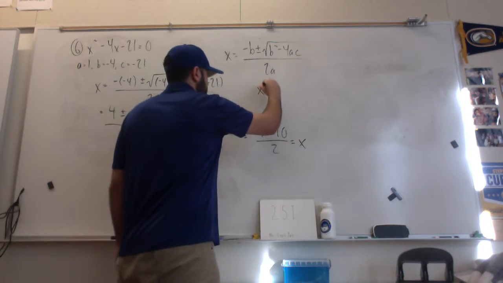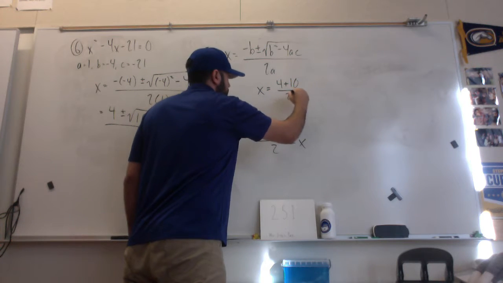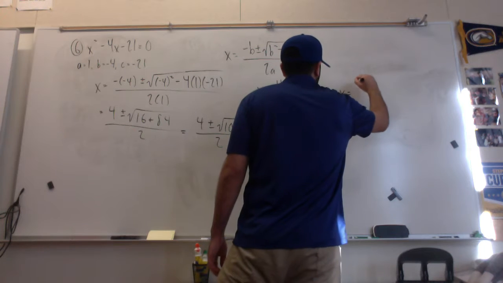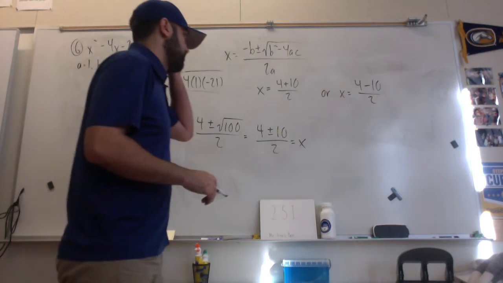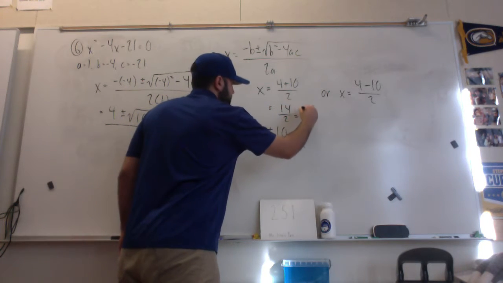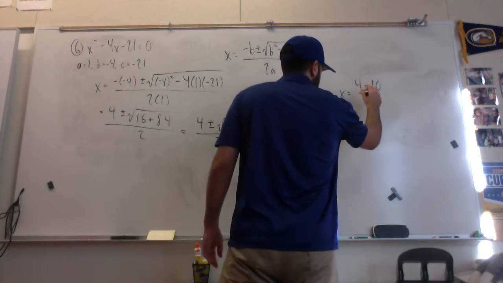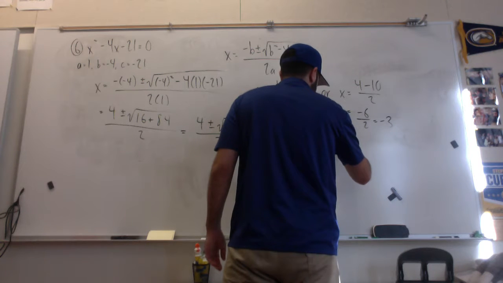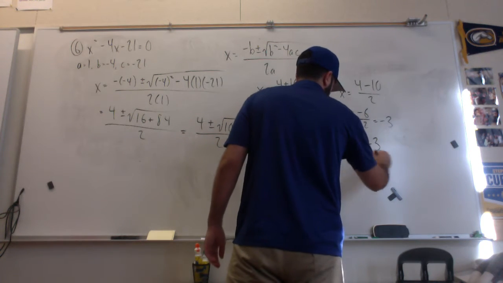x can be 4 plus 10 over 2, or x can be 4 minus 10 over 2. So you have to solve it these two different ways. So this one is 14 over 2, which is 7. So that's going to be 7. Or 4 minus 10 is negative 6 over 2, which is negative 3. So x can be 7 or x can be negative 3.